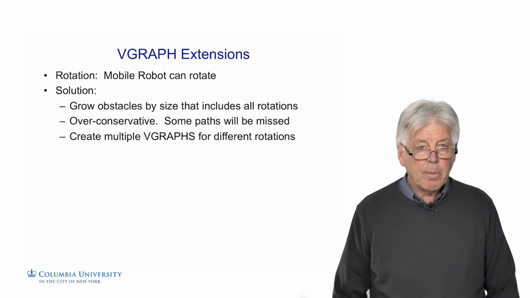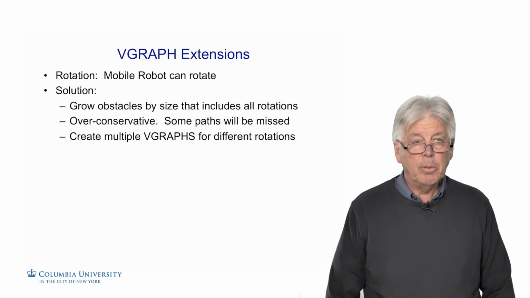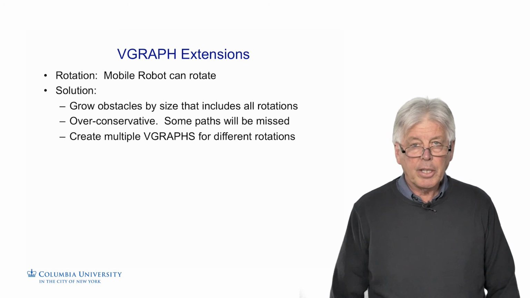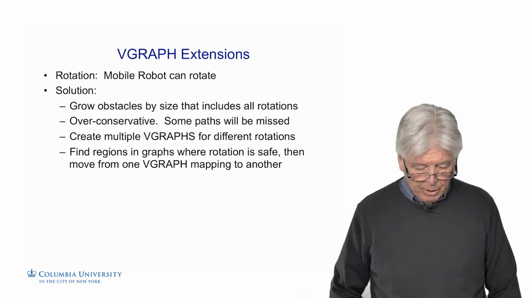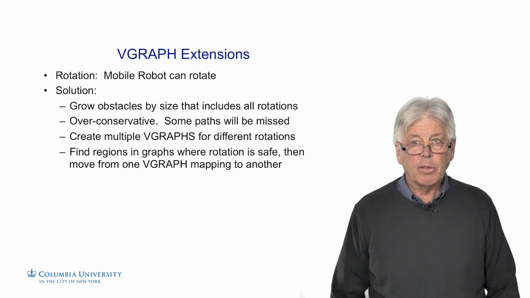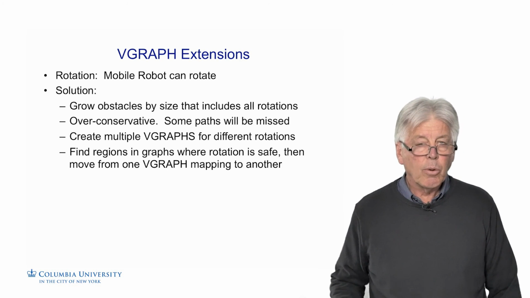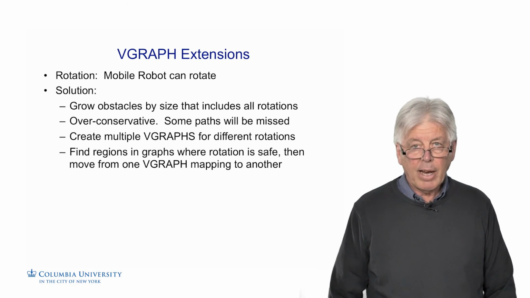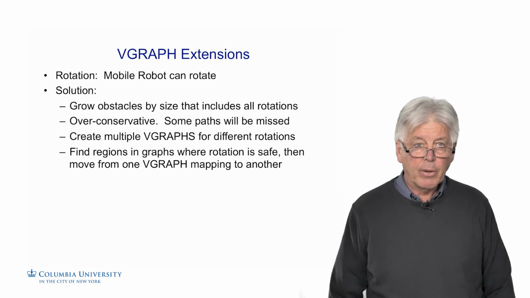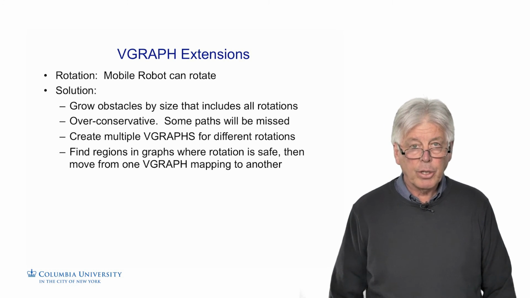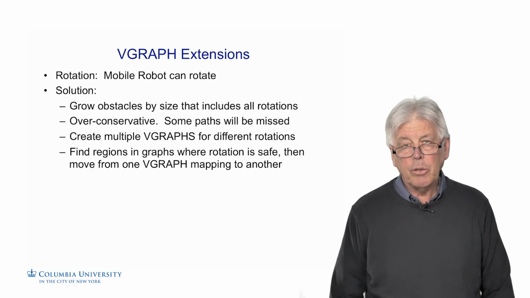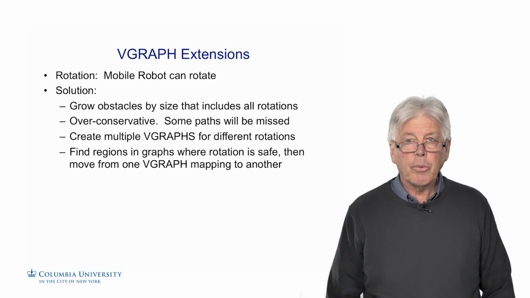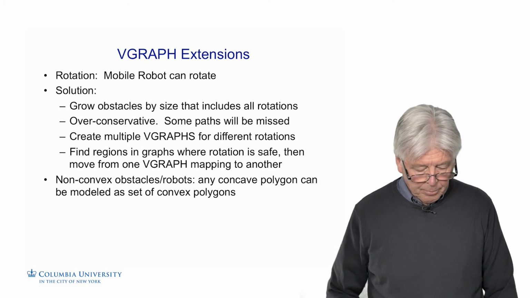Another solution is to create multiple V-graphs. So we have a visibility graph for one rotation orientation. Let's do another one for a different orientation. And what we want to do is find regions where these two graphs overlap, where you can rotate between these two orientations. So you can do some of your planning on one V-graph to a certain point where you'll switch to another V-graph at a different rotation, and you'll do the rotation and then continue on your way. And theoretically you can have many of these as layers, if you will, but typically you may only need 2 or 3 to do the rotations that you need.